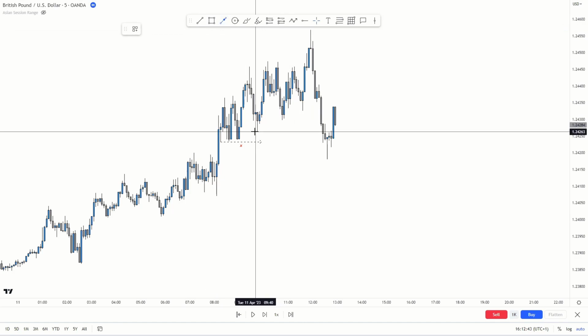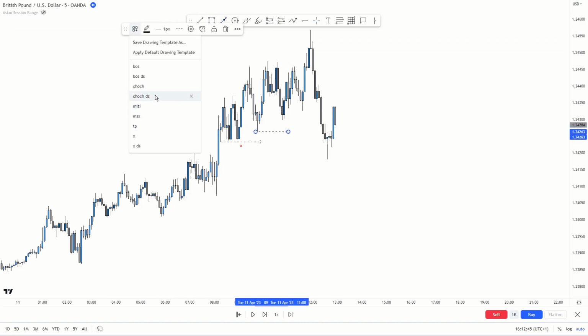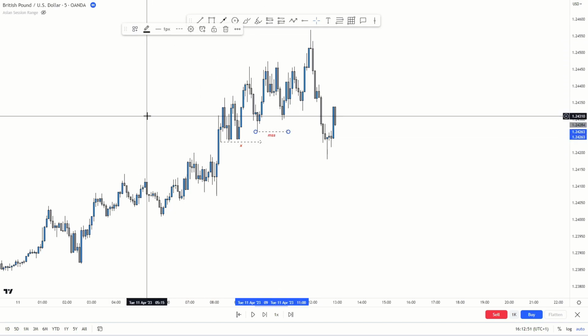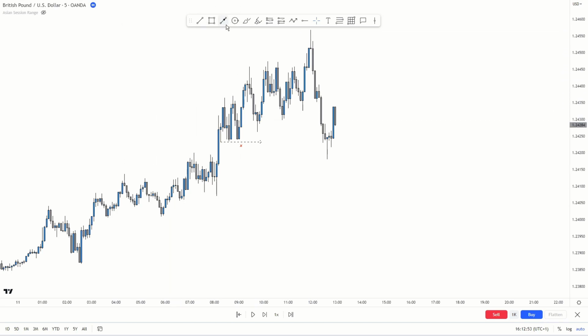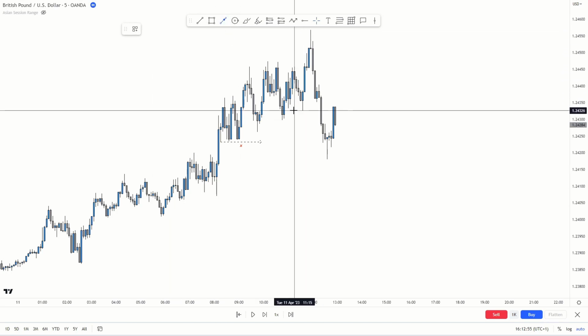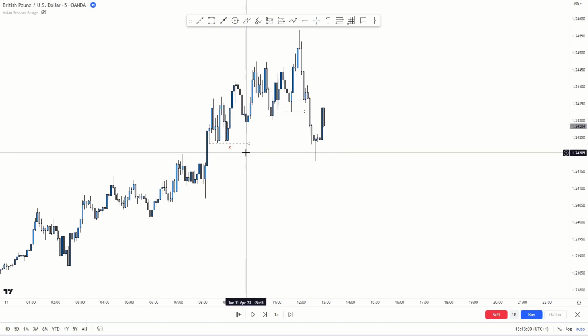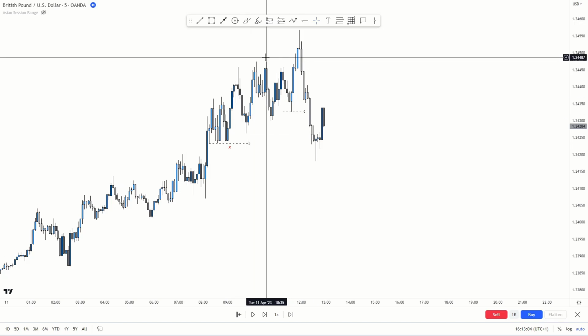And any one of these can just be your change of character, whatever you want to call it. Change of character towards the downside, or if you want to call it your market structure shift, right? So the key thing is we do have a structural break towards the downside, and we also have a liquidity grab towards the downside. So let's get onto exactly what's going to happen next.